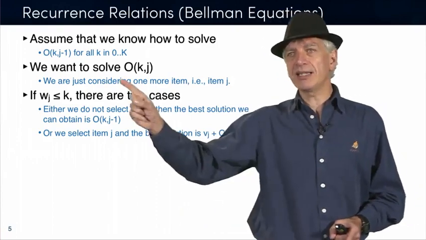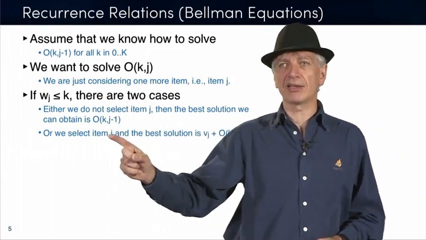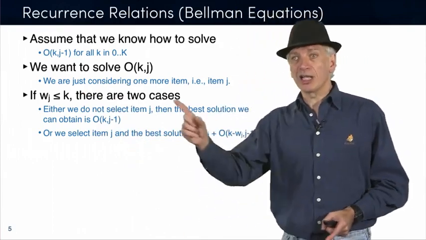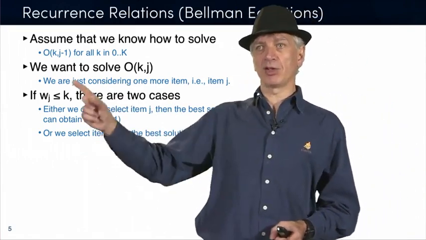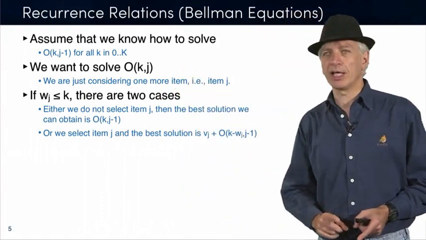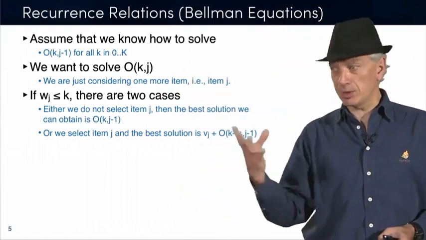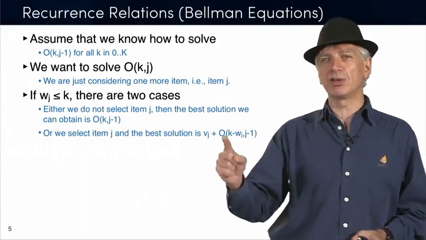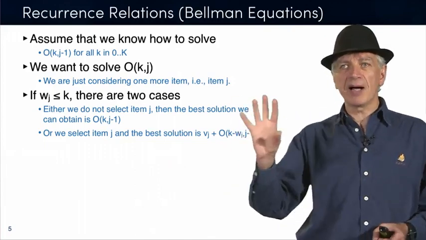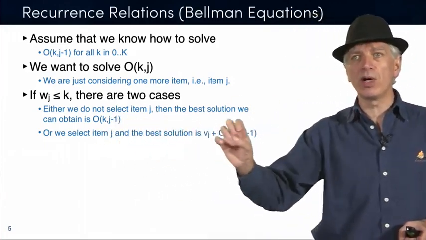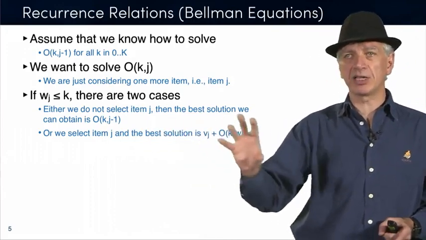So if the item fits and we decide not to select it, what you get is basically O(k, j minus 1). Now you can select the item, because we know that it fits. And in that particular case, what is the value that you get? You get obviously the value of the item because you put it inside the knapsack. And then you get the optimal value that you can get by using the j minus 1 item and the capacity which is obtained by removing the weight from k. The weight of the item that you just selected.